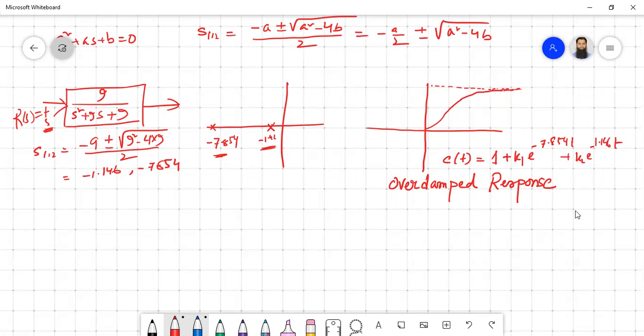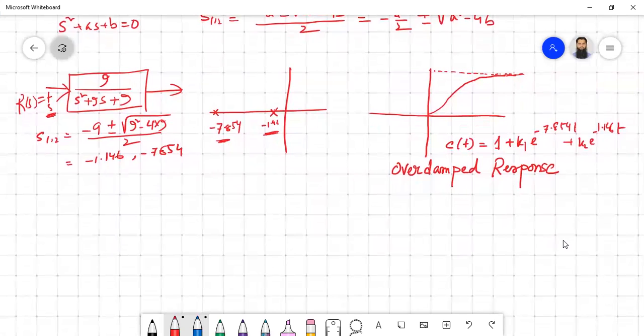Actually, in figure 4.7b, all the values of K1 and K2 are given. So you can actually have a look at that one. But we're actually trying to relate our response with the system that is being given and where the pole locations are.